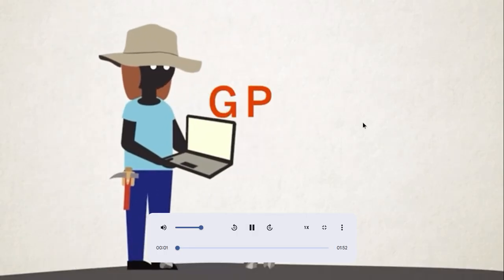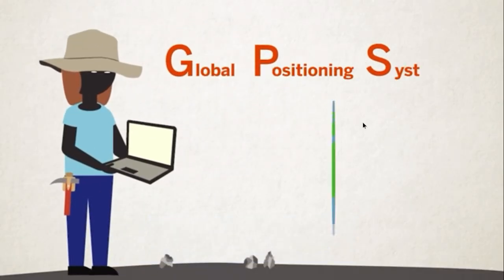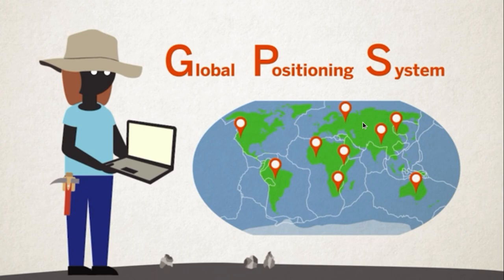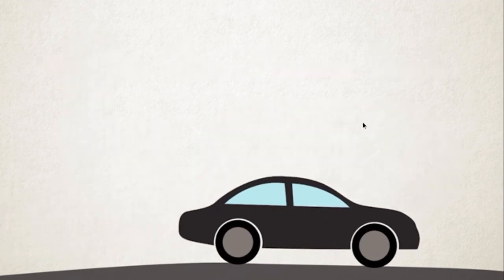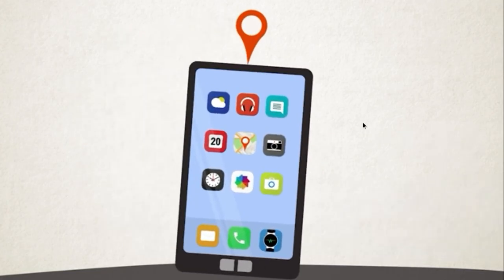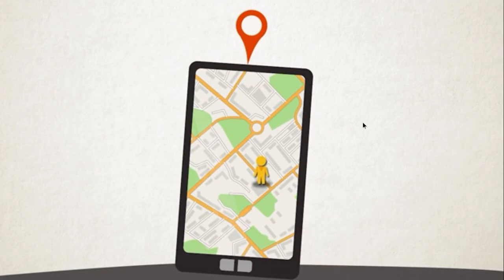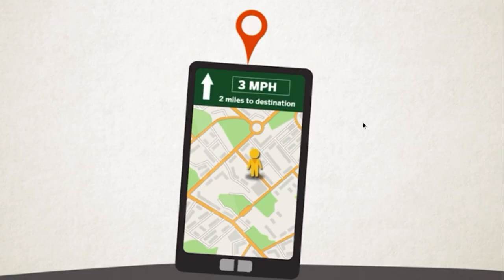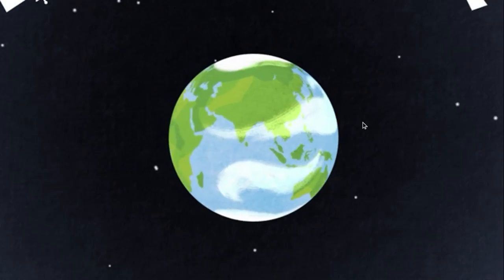Give it a look. Geologists use GPS, or Global Positioning System, to track the motion of Earth's plates. You might be familiar with GPS because smartphones and many cars have built-in GPS receivers. They can work with mapping applications to show you where you are at any time, so you might never be lost again.